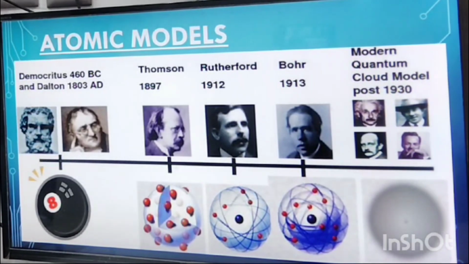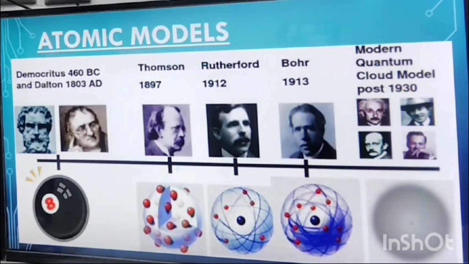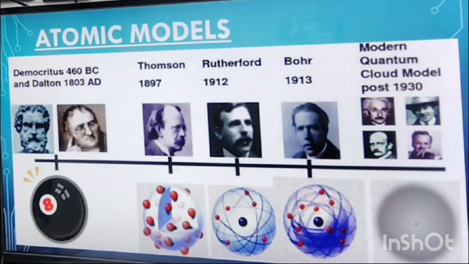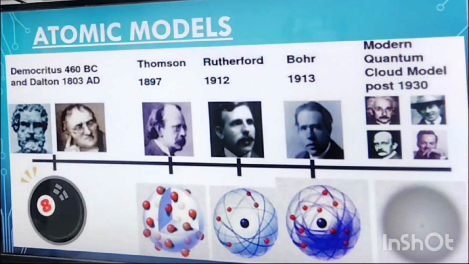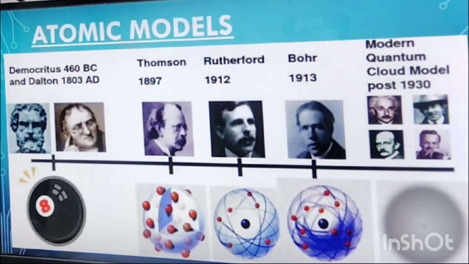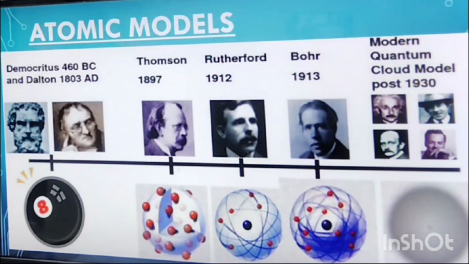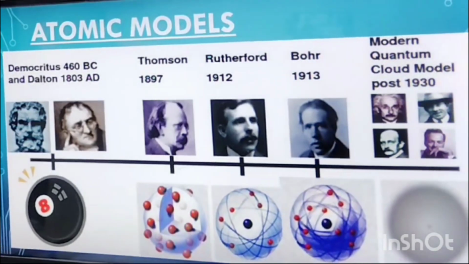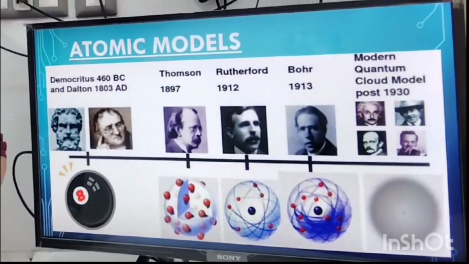Bohr said atom has nucleus which contain neutron and proton. Electrons revolve in definite orbits which has fixed amount of energy. They will not lose or gain energy when they are moving in any orbit. When electron gains energy, it jumps to higher energy level. When it loses energy, it comes back to the ground energy, lower energy level.